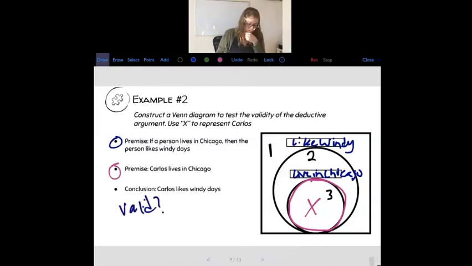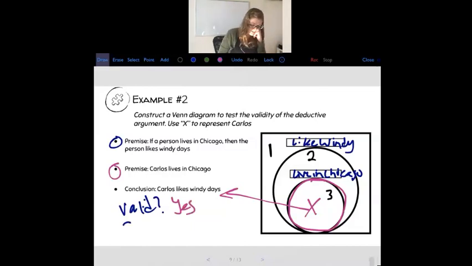So the conclusion is Carlos likes windy days. Based on the location of X, is the conclusion true? Well, Carlos lives in Chicago, and people who live in Chicago like windy days. So yes, this is valid because the conclusion follows necessarily.